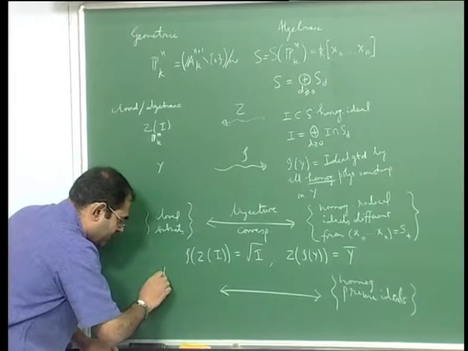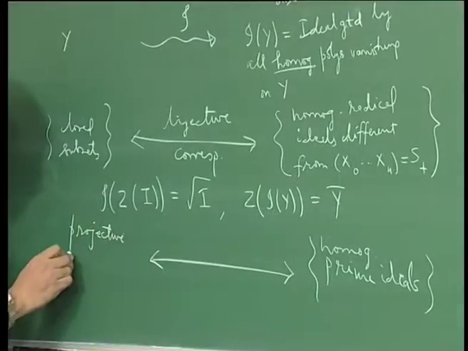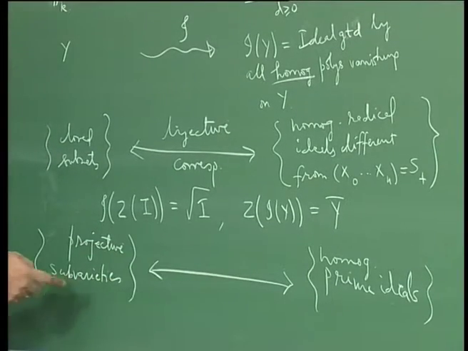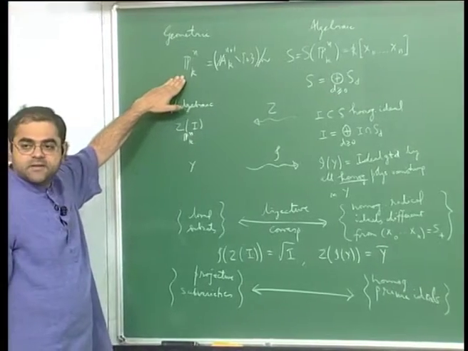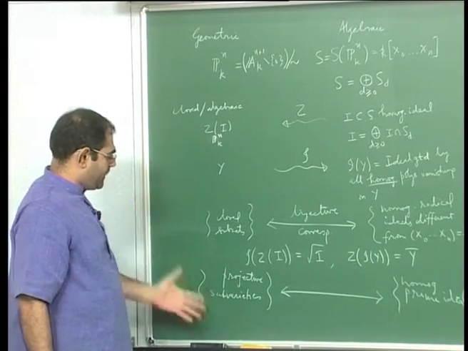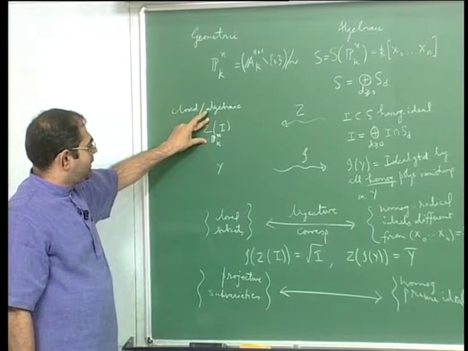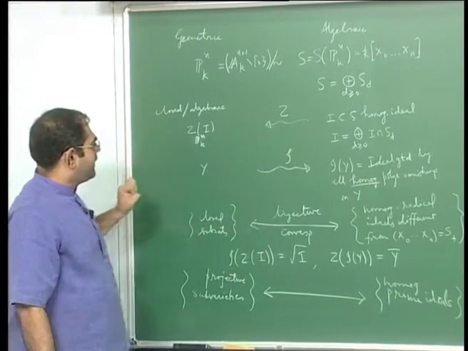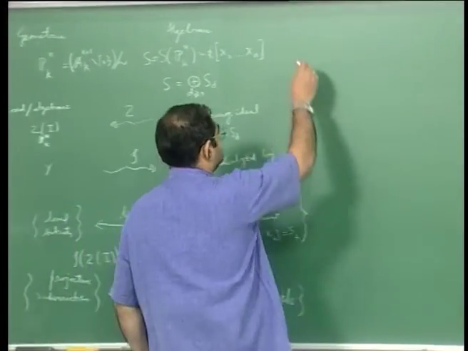So on this side I will get projective subvarieties, and by projective subvarieties I mean closed or algebraic subsets of projective space which are irreducible. So in other words, just like in the affine case, a closed subset here is irreducible if and only if its ideal is prime. So these are all things that we have just as in the affine case.